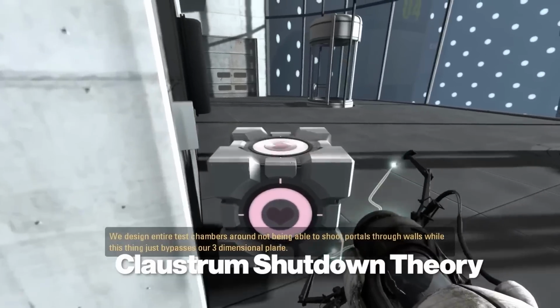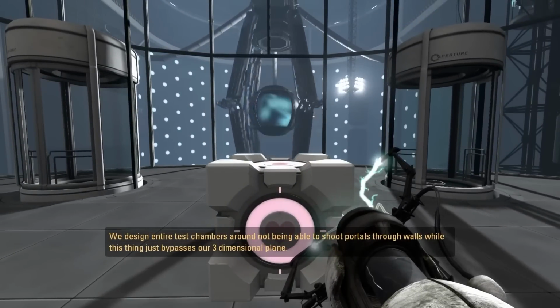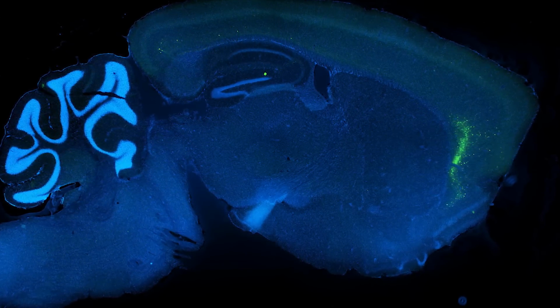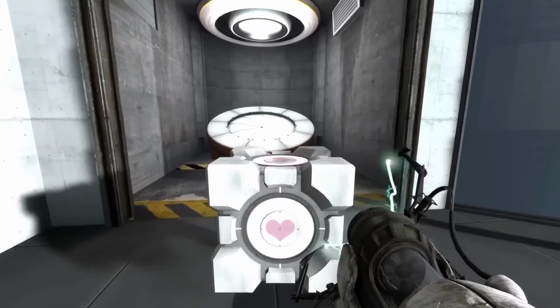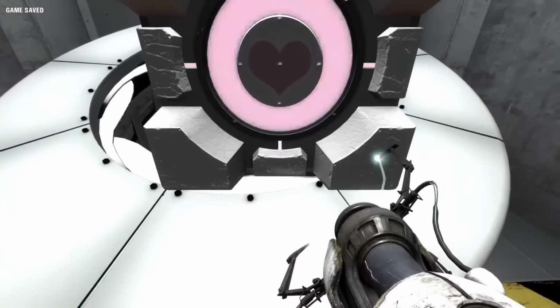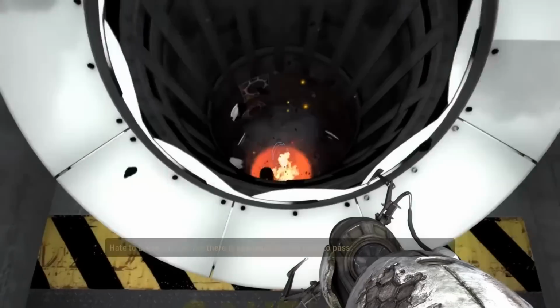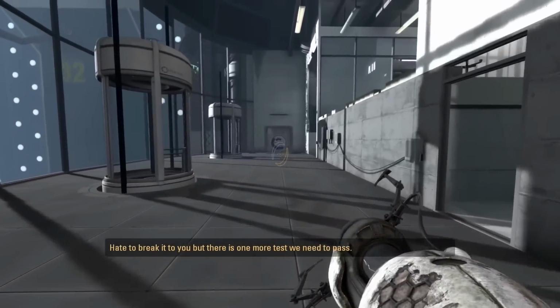So the claustrum shutdown theory is one of those freaky neuroscience ideas that makes you question how much control you really have over your brain. The claustrum itself is this tiny, thin sheet of neurons buried deep in your brain, kind of like the VIP area of a club where all the important signals hang out. Scientists have been fascinated by it for years because it seems to act as a sort of control center for consciousness.